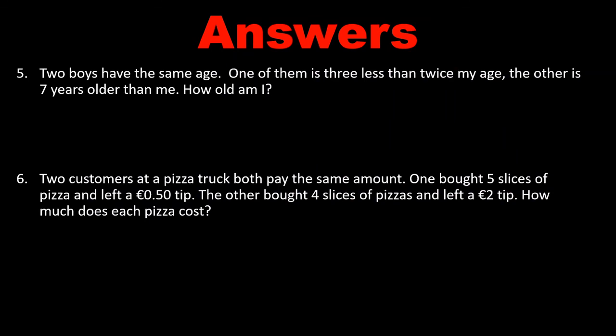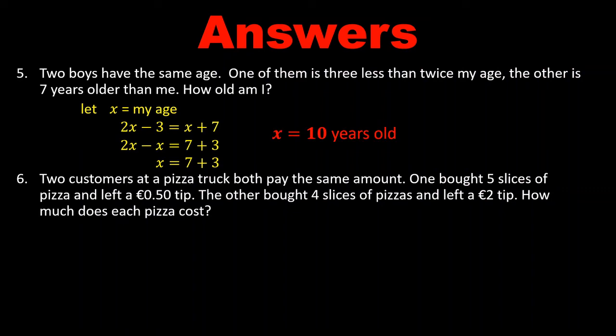For question 5, the unknown variable, how old am I? Let x be my age. And the calculations related to my age of the two boys' ages are equal to each other. Let's rearrange that, getting our x's together. 2 minus the x term. And on the right-hand side, the 3 is coming across, so I've got 7 plus 3. Simplifying that, so x must be equal to 7 plus 3, which is 10. I must be 10 years old.